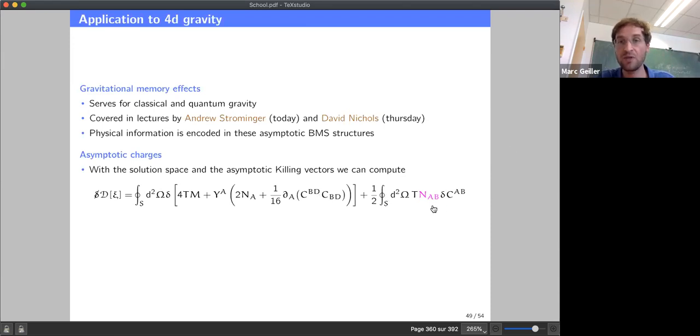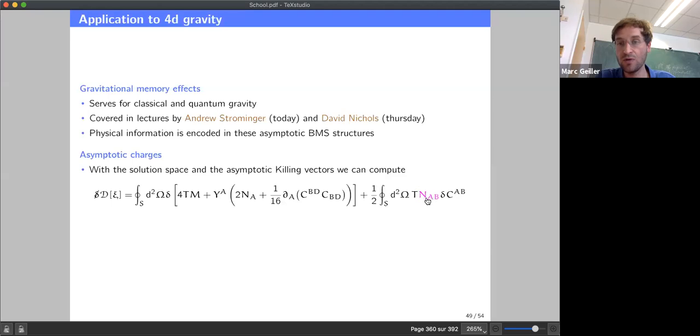If you use this to compute the charge associated with these asymptotic symmetries, you will find that the charge always has a piece which is not integrable. The first piece here, I wrote it as a total variation. This again looks a bit like what we had in 3D, because the super translation generator T is paired with the Bondi mass aspect M. The Lorentz generator on the two-sphere is paired with the Bondi angular momentum aspect, N. But now there is a non-integrable piece here.